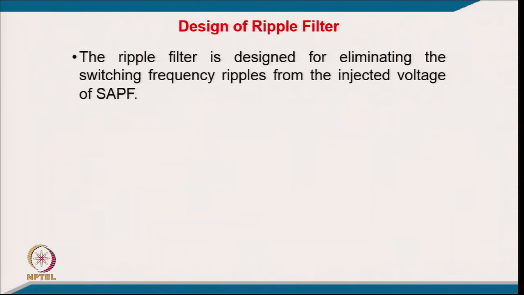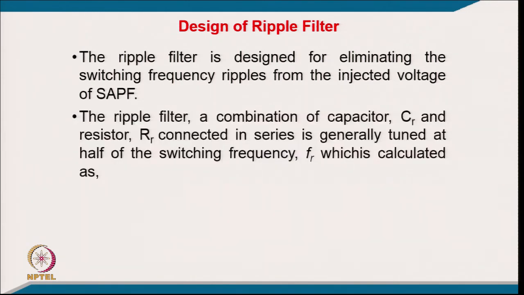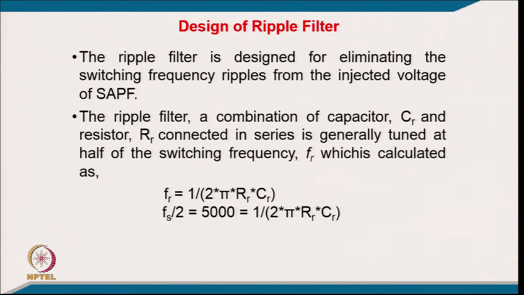Now, coming to the design of the ripple filter. The ripple filter is designed for eliminating the switching frequency ripple from the injected voltage of the series active power filter. The ripple filter is a combination of capacitor CR and RR connected in series, generally tuned at half of the switching frequency, FR, which is calculated as FR equal to 1 upon 2 pi RR CR, and FS by 2, that is 5000.